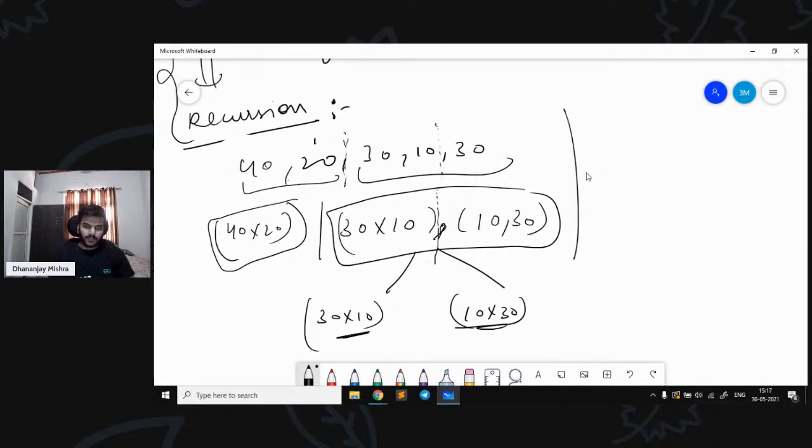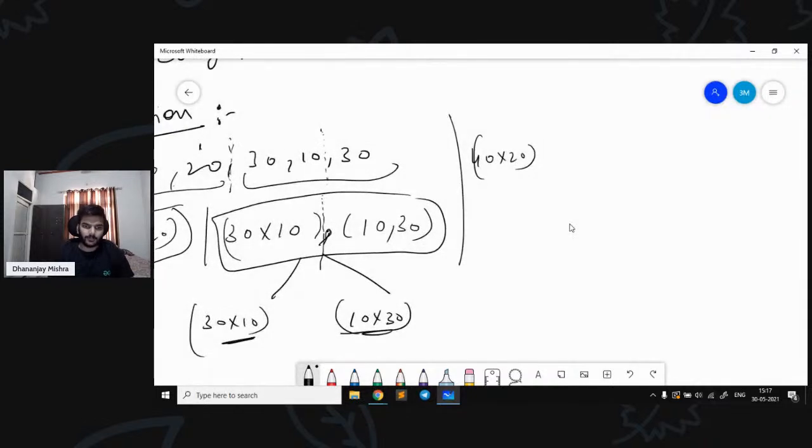So what do you think? Will the partition here work or not? Yeah, it will work, because if I do a partition at this point, the matrices I will be getting will be 40 into 20. This will be the first matrix, and 20 into 30, and 30 into 10. So the next matrix will be 30 into 10.